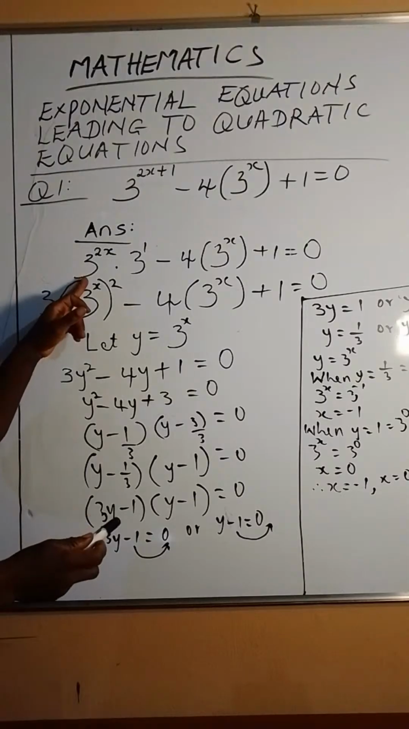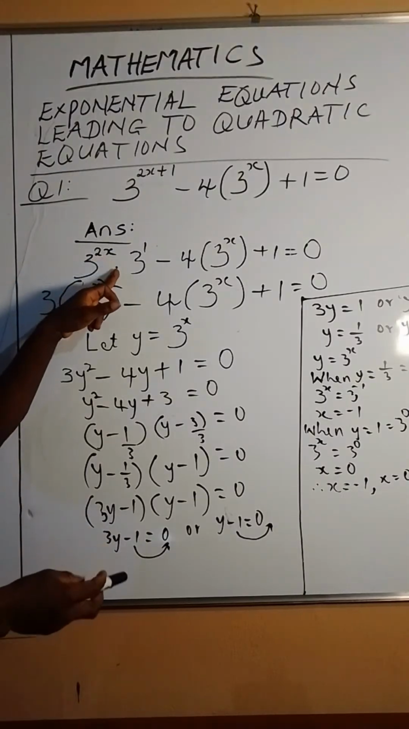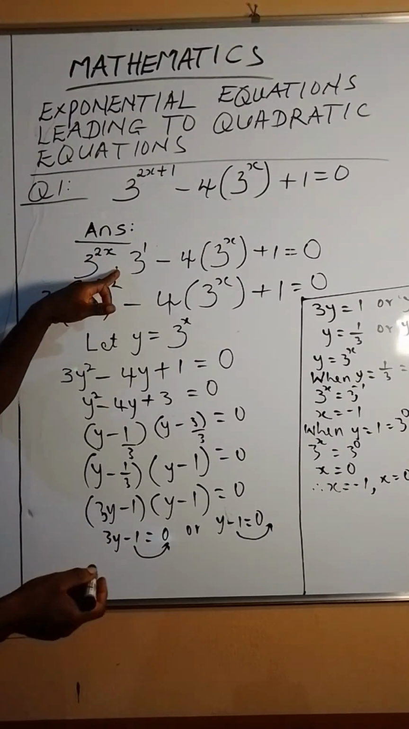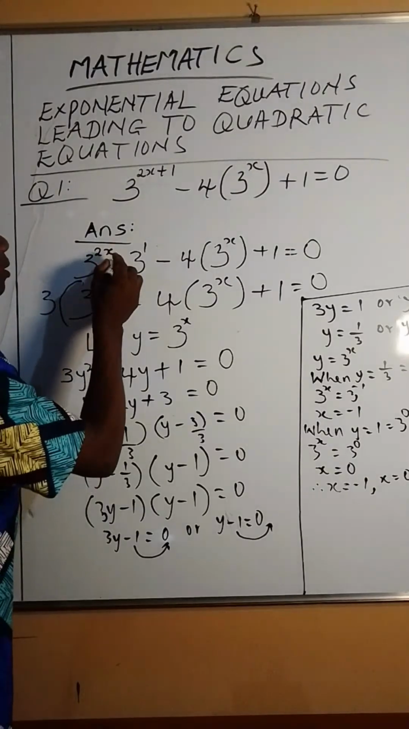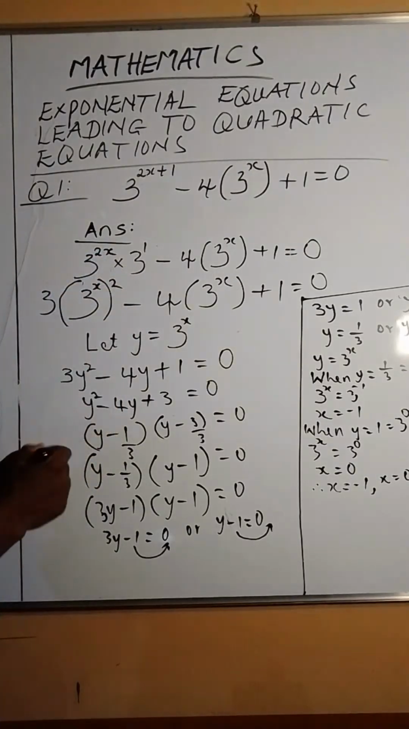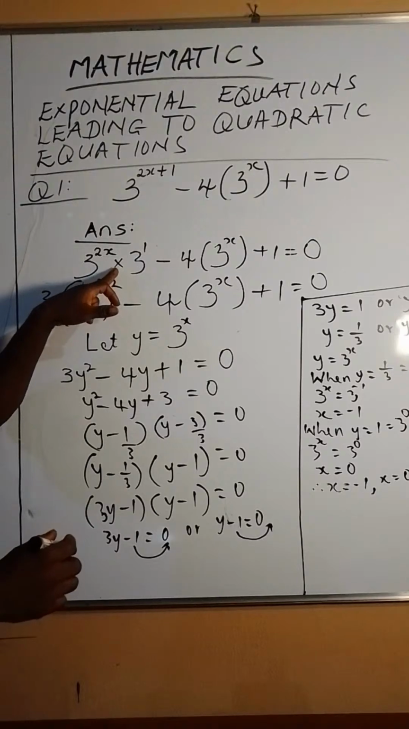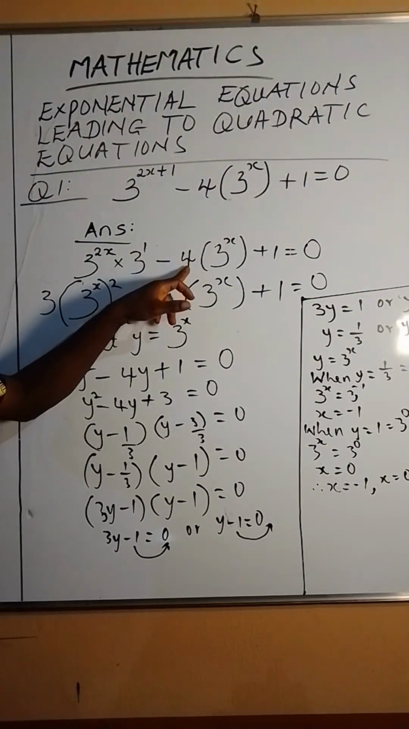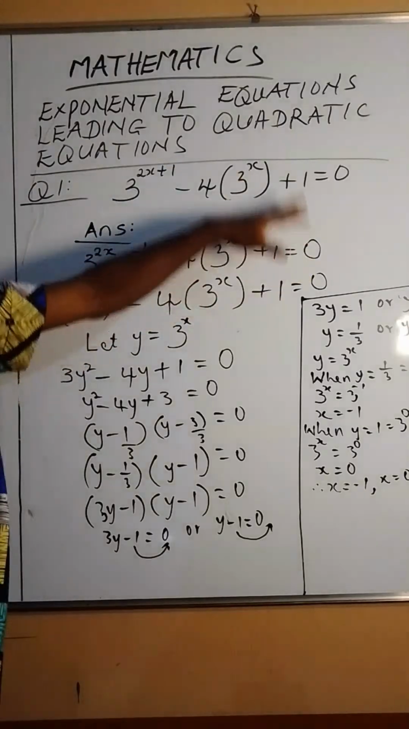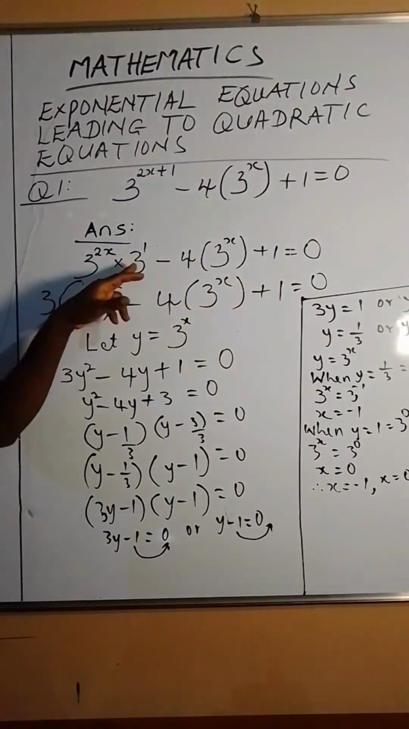So when you break it, you have 3 raised to 2x times 3 raised to 1. If you don't want the dot here, you can just put times. Some of us may not know the dot; this is times. Then minus 4, and this remains the same. Just copy everything back here after breaking this.